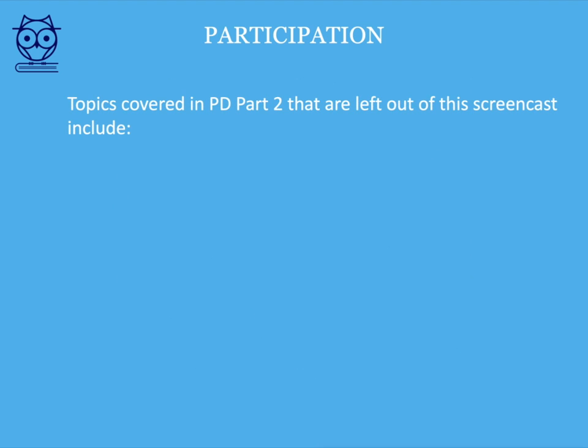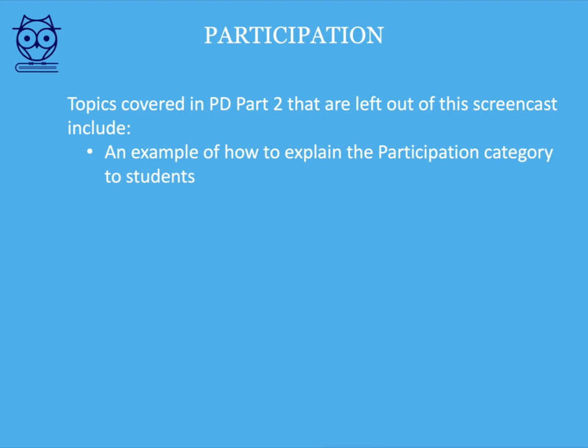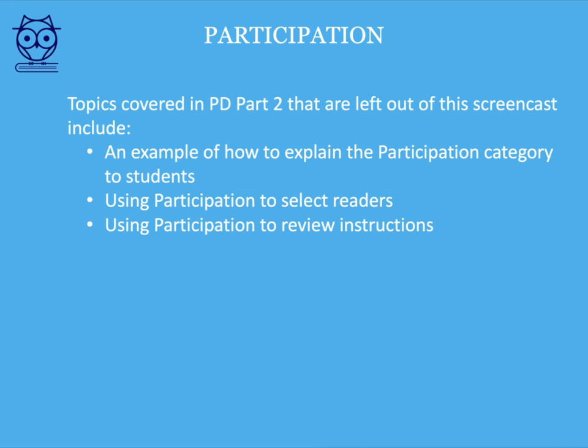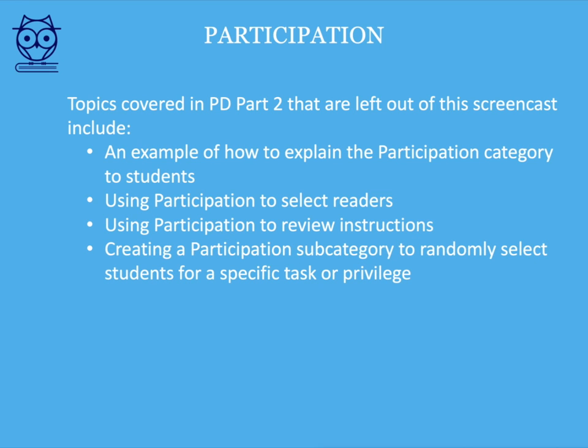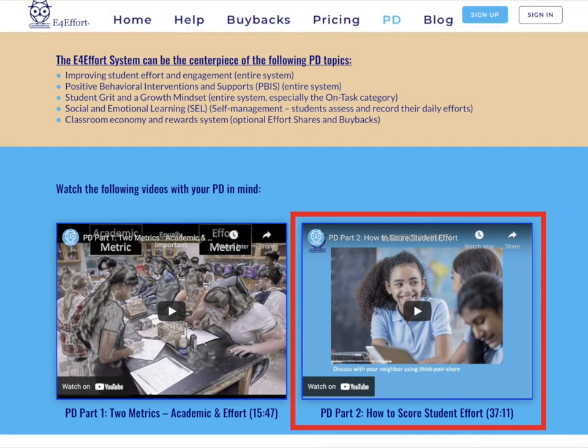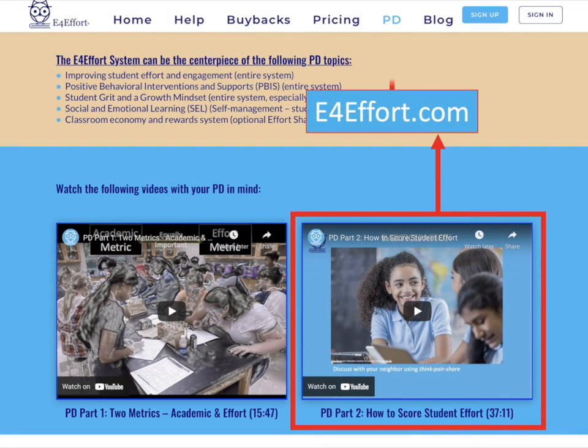Topics covered in PD Part 2 that are left out of this screencast include an example of how to explain the participation category to your students, using participation to select readers, using participation to review instructions, and creating a participation subcategory to randomly select students for a specific task or privilege. To view PD Part 2, go to eforeffort.com and select the PD tab.